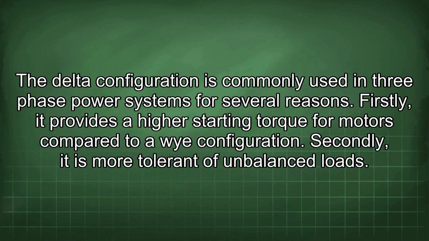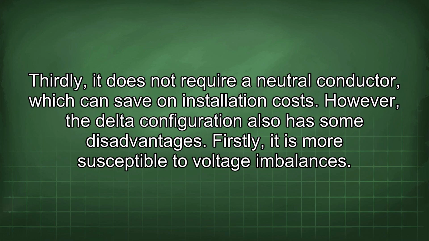The delta configuration is commonly used in three-phase power systems for several reasons. Firstly, it provides a higher starting torque for motors compared to a Y configuration. Secondly, it is more tolerant of unbalanced loads. Thirdly, it does not require a neutral conductor, which can save on installation costs.